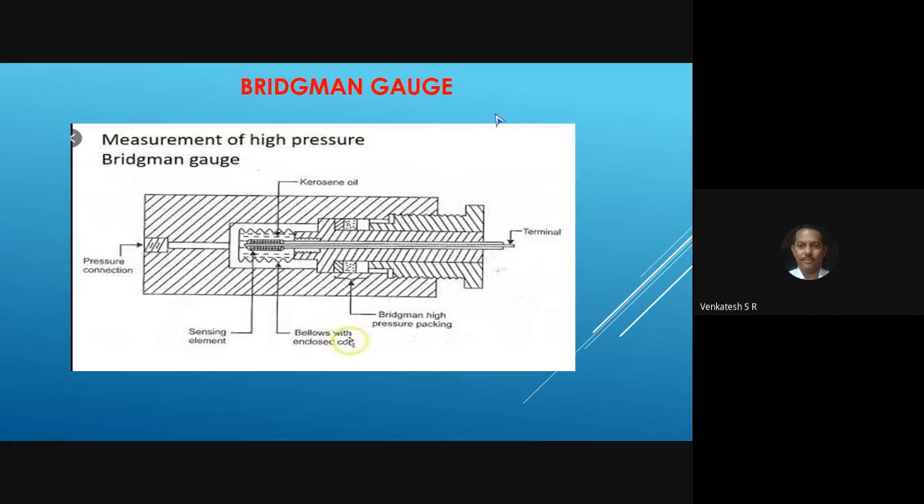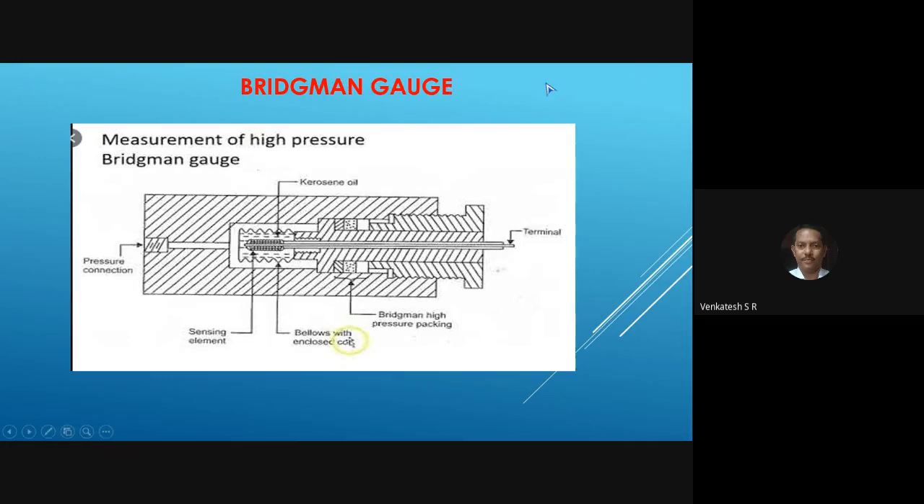Once again, I repeat the question. Explain briefly with neat sketch the Bridgeman gauge. Put a question mark and continue the question. List the applications and limitations.